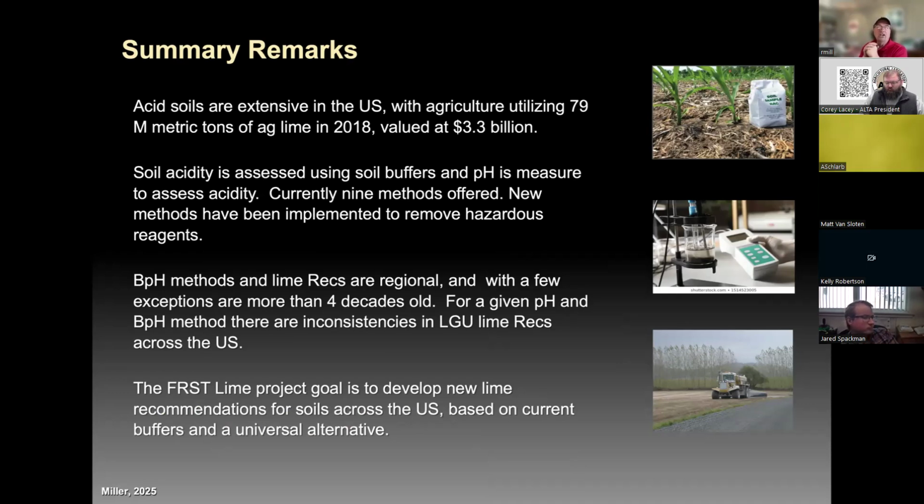We've really gotten good at measuring soil pHs and the buffers we have, but we have so many methods, and we've taken a big step. We've removed the hazardous reagents for SMP and Adams-Evans, but it's a lot of work doing these. And the worst thing of all is that we have calibration data that comes from all the land-grant universities that's over 4 decades old. Hopefully this first project is going to develop new recommendations, and we'll be able to look at these exclusively by region or by method.